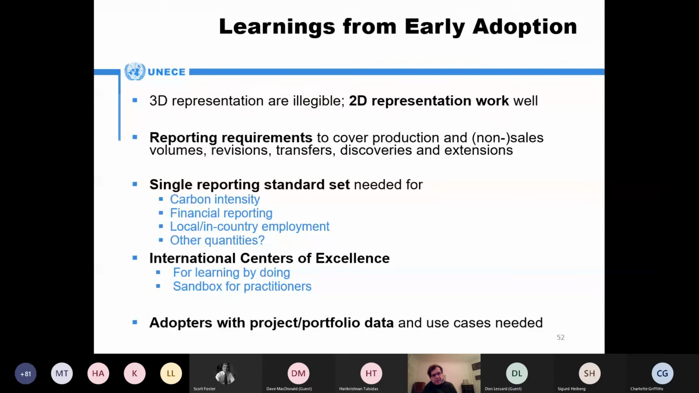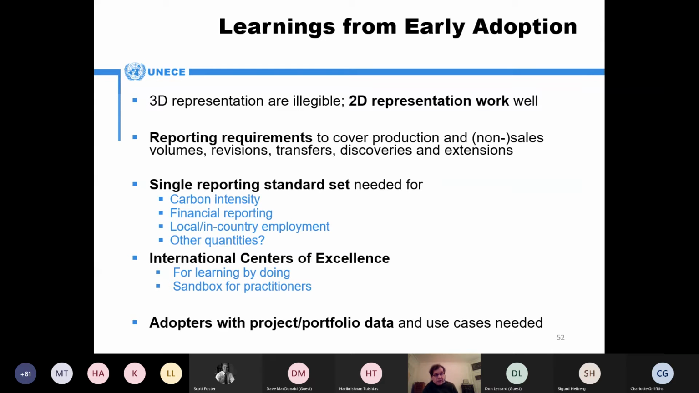Our learnings from early adoption of the UNFC are, first of all, we find 2D representations work much better. We need reporting requirements to cover the production and non-sales volumes. We look at revisions. We need to look at transfers, discoveries, and extensions. That's a small aspect. I think the one that is very close to what also Dave and Don said before is we need a single reporting standard that is applicable and widely accepted on sustainability reporting, like carbon intensity. On financial reporting, I think that is already in place, but also how do we calculate other aspects like employment and other quantities that matter to decision makers.